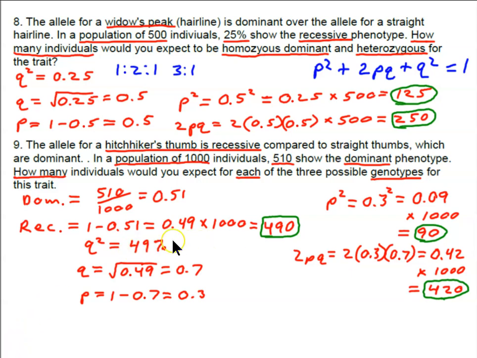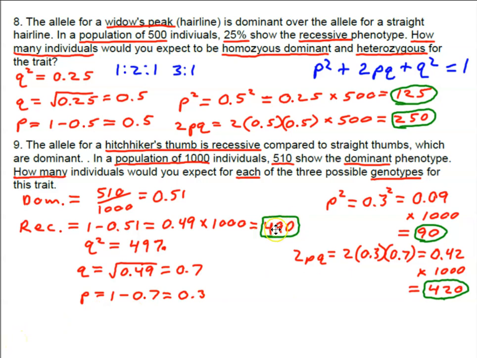We can go on then to find out q and p. So q squared in this situation is 49%. That's the frequency of the homozygous recessives. That means the frequency of the recessive allele is the square root of 0.49, which is 0.7. p then is going to be 1 minus 0.7, which is 0.3. We can then use the p and q there to calculate everything else that we need.